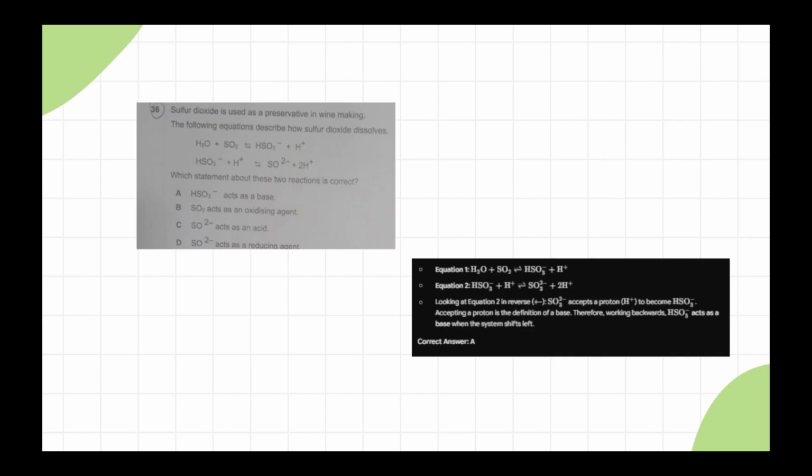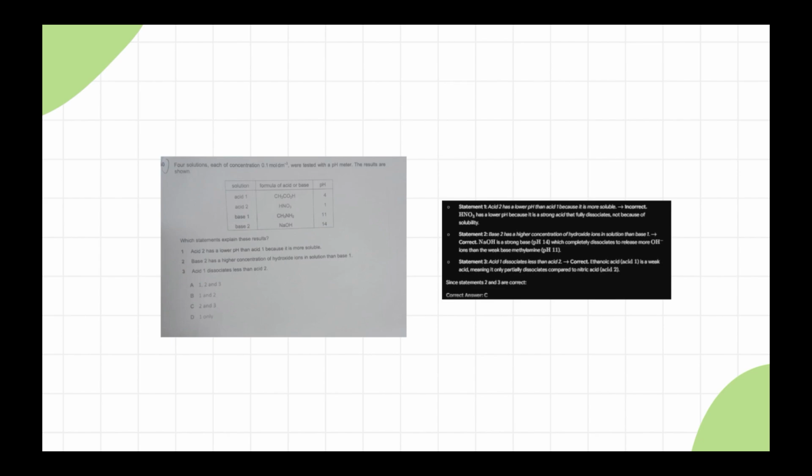Sulfur dioxide is used as a preservative in winemaking. The following equations describe how sulfur dioxide dissolves. Which statement about these two reactions is correct? Equation 1: H2O + SO2 ⇌ HSO3⁻ + H⁺. Equation 2: HSO3⁻ ⇌ SO3²⁻ + H⁺. Looking at equation 2 in reverse, SO3²⁻ accepts a proton to become HSO3⁻. Accepting a proton is the definition of a base. Therefore, working backwards, HSO3⁻ acts as a base when the system shifts left. So the correct answer is A.